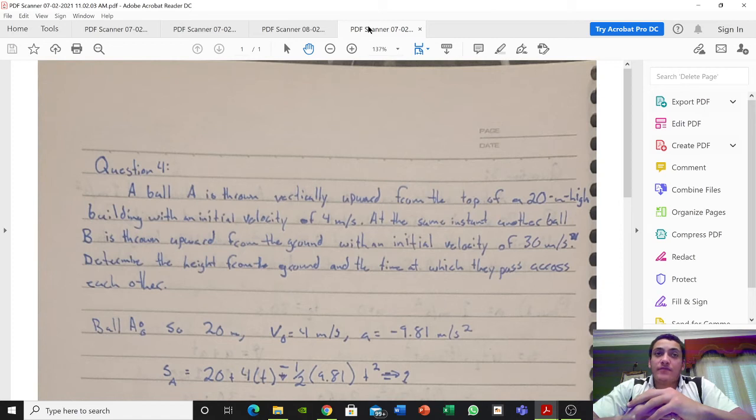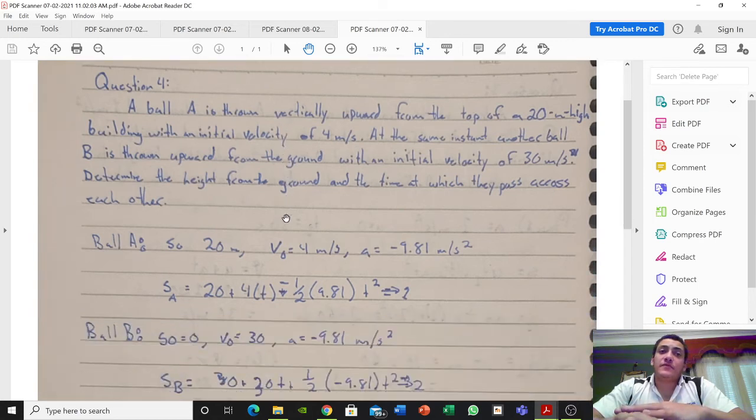A ball A is thrown vertically upward from the top of a 20-meter high building with an initial velocity of 4 meters per second. At the same instant, another ball is thrown upward from the ground with an initial velocity of 30 meters per second. Determine the height from the ground and the time at which they pass each other.